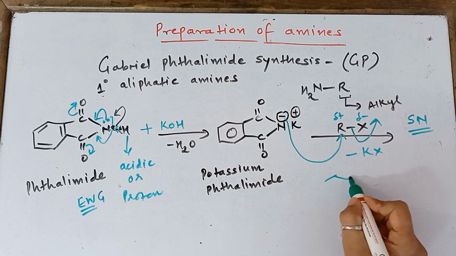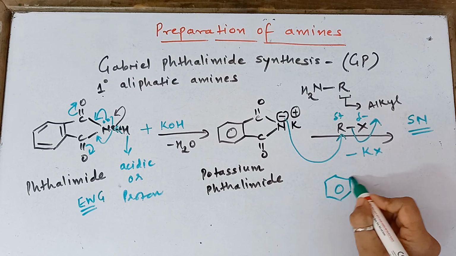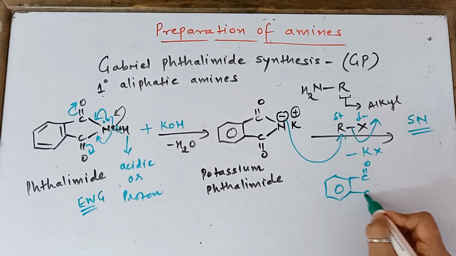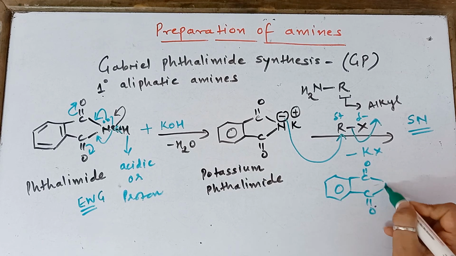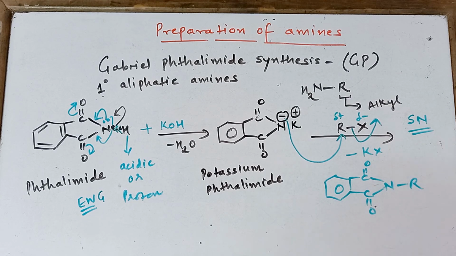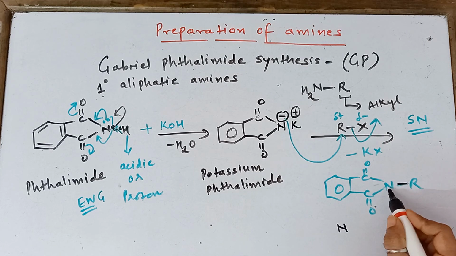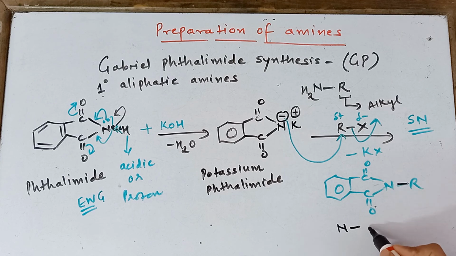What product do we get after this? We can always draw it this way, C double bond O, C double bond O, and then we get N and NR, something like this. Now here we need to draw this bond over here because it's a covalent bond. What is the byproduct? We've already written. So this product is going to be called N-alkyl phthalimide because we have attached the alkyl group on the nitrogen atom, so it will be read as N-alkyl phthalimide.